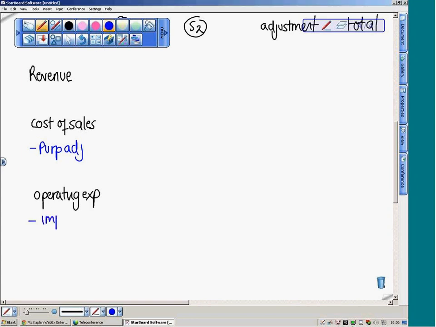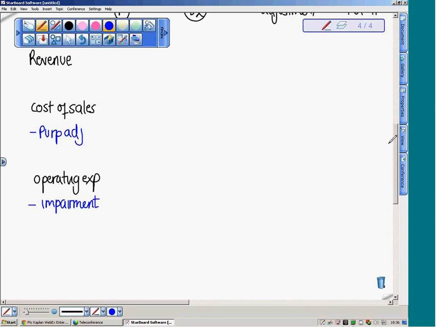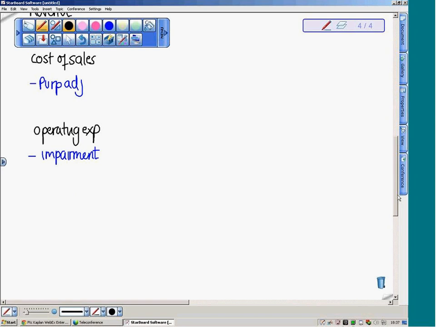Okay, we read in note 3 about an impairment. So I'm just going to slot in my impairment line there. A general rule of thumb, if the examiner doesn't tell you where to plug in the impairment, link it against your operating expenses. Okay, what we have is investment income.